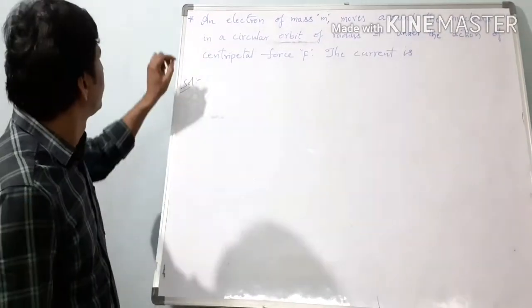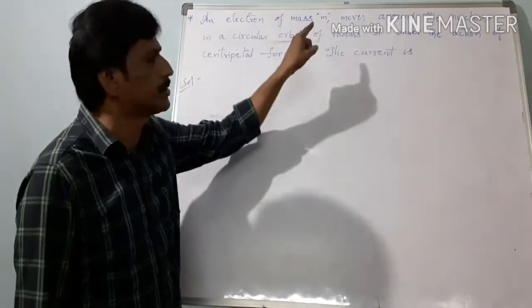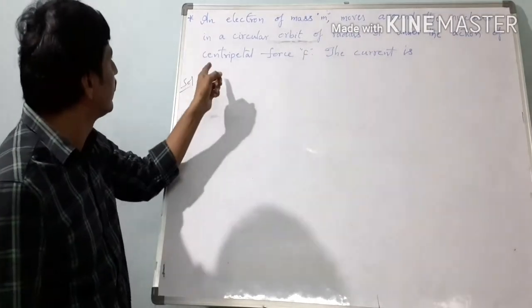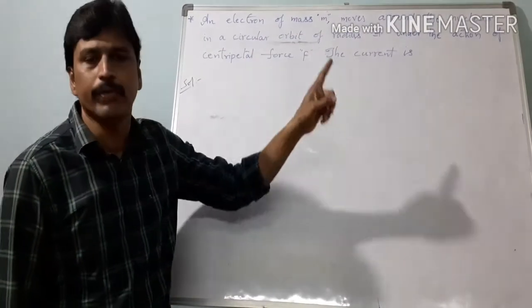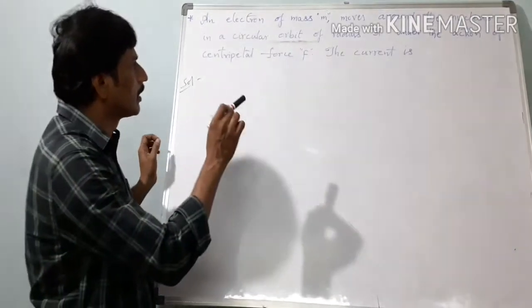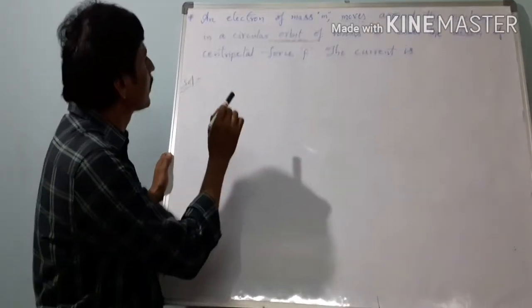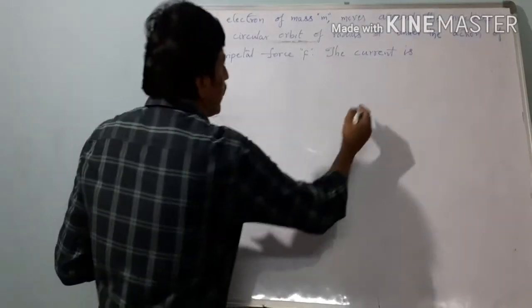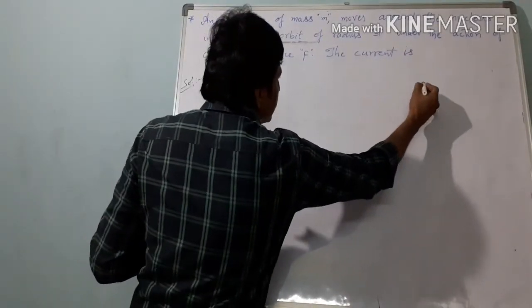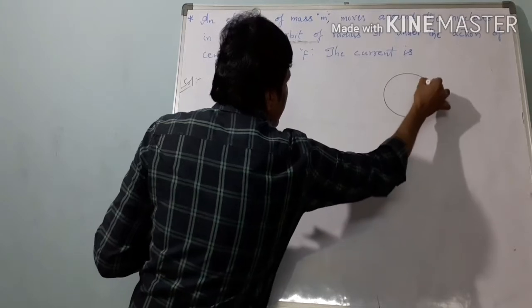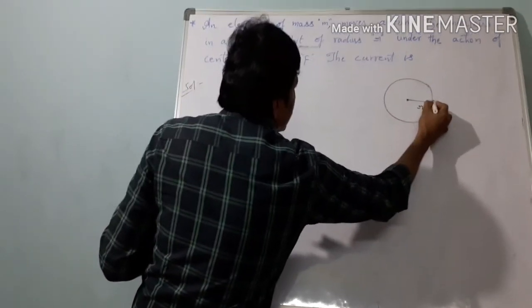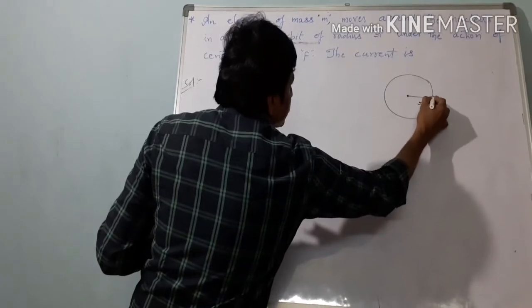Next problem. An electron of mass m moves around the nucleus in a circular orbit of radius r under the action of centripetal force F. The current is, see, a particle is revolving like this, radius r, its mass is m.